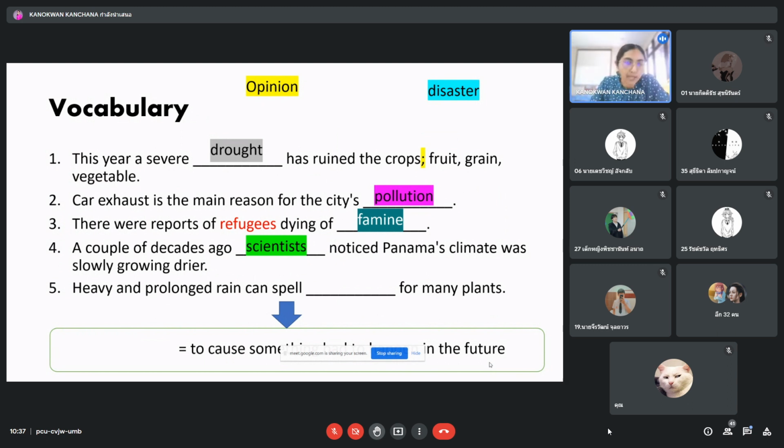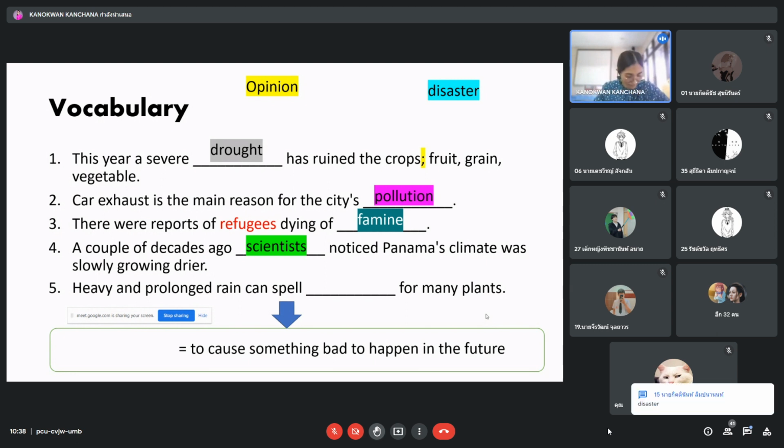Next to the last one, everyone, number 5, heavy and prolonged. Prolonged means a long time. Heavy and prolonged rain can spell disaster for many plants. Heavy and prolonged rain can spell disaster for many plants. You see, everyone, if it's raining for 3 weeks and all flooded, what comes next? Is that the disaster or is that the opinion, everyone?